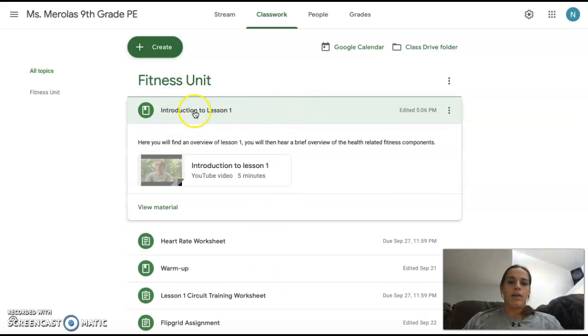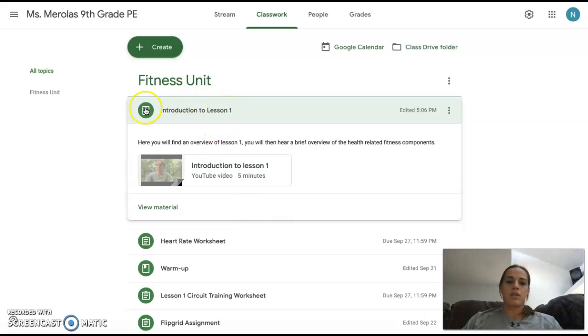So I have introduction to lesson one here, and this will have a video of me explaining lesson one to the students. I will also attach this to my Go React assignment so you can see all of the different things that I posted on this assignment. But right here is introduction to lesson one. I also, at the end, briefly went over the health-related fitness components, assuming that the students already know them. I just covered them again.